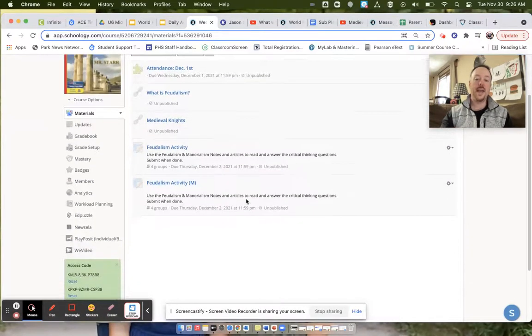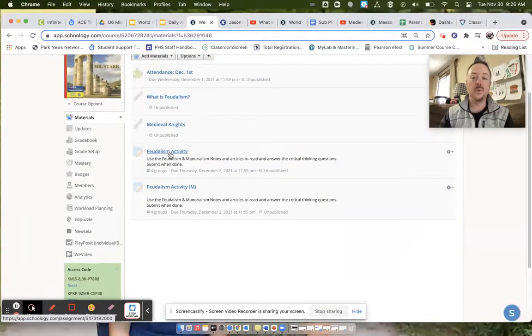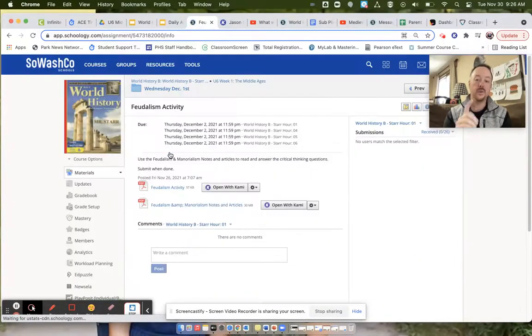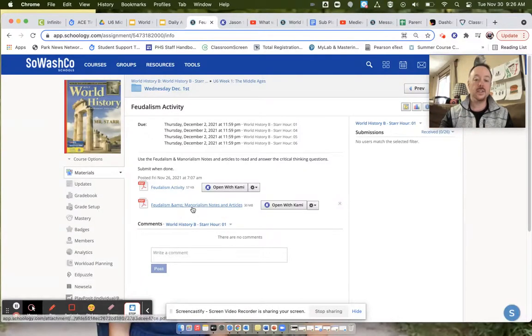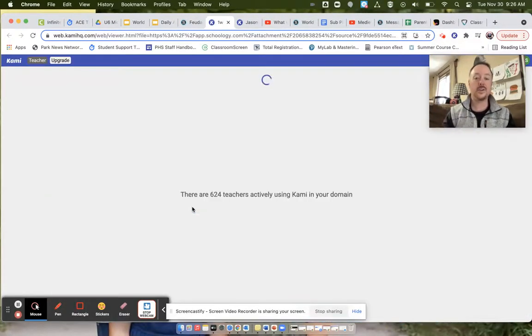All right. When you're done with that, you're going to come on down here and click on the feudalism activity. And there's 2 things in there that you're going to need. The first thing is actually the second document down here. It says feudalism, manorialism notes and articles. There are some notes in there that you are going to want for tomorrow's quiz. So you can use them on the quiz. They are already completed. You don't have to go through and complete the notes. They're already done for you there. In addition to that, you also have the articles that you're going to need for today's activity.